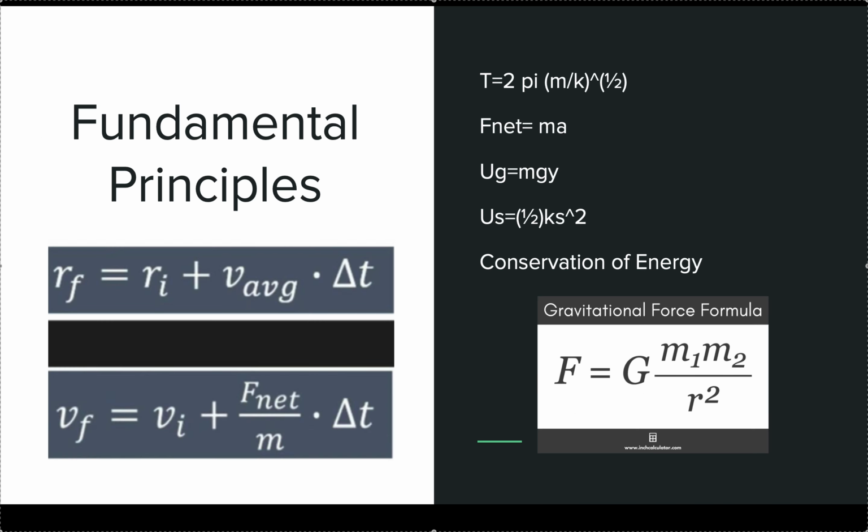Looking at the fundamental physics principles, we obviously have the velocity update and position update formulas on the left, which many other formulas are derived from. We have the gravitational force formula, which will be utilized to observe the conservation of energy. And then at the top, you have many formulas, including F equals ma, gravitational potential near Earth, as well as spring potential energy for the oscillation.